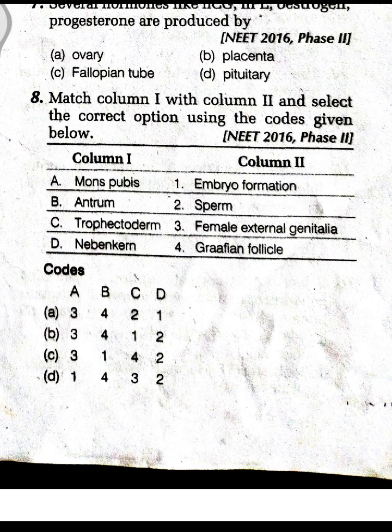Match column 1 with column 2 and select the correct option. Mons pubis is part of the female external genitalia. Antrum is a cavity in the Graafian follicle. Trophoectoderm is involved in embryo formation, whereas nebenkern is part of the sperm cell of a few insects. So option number B is the right answer.